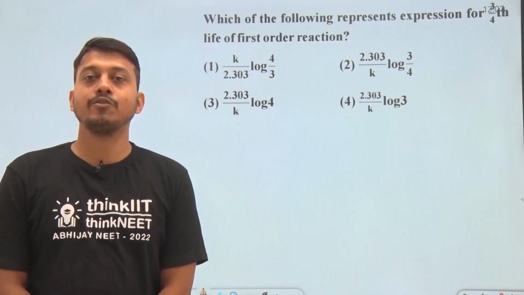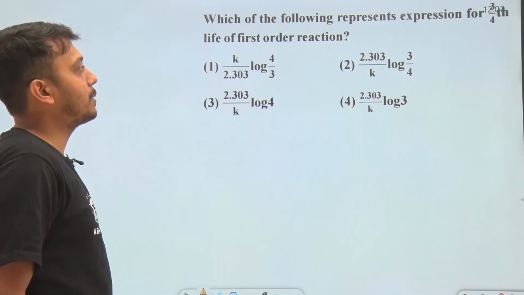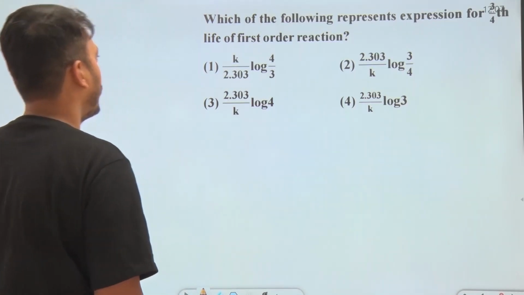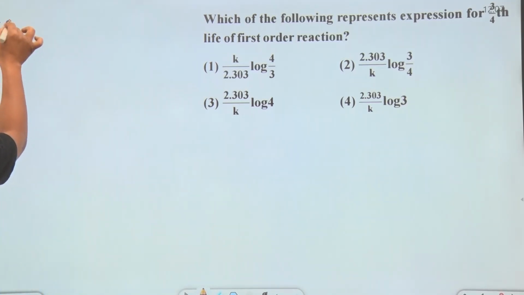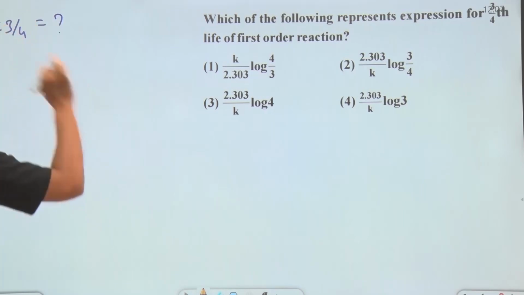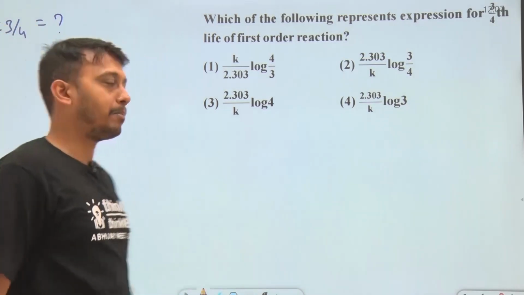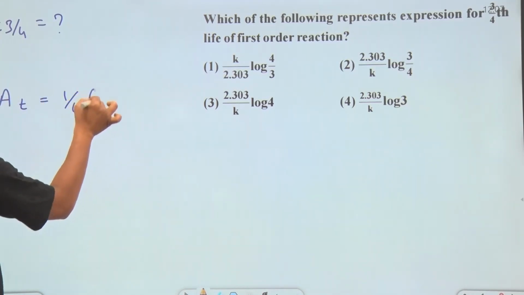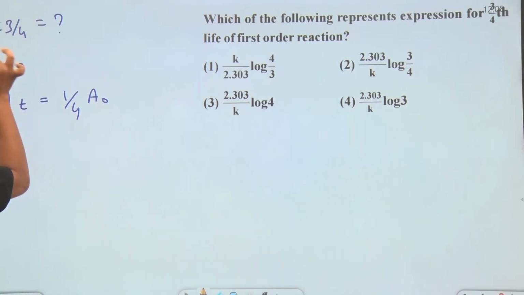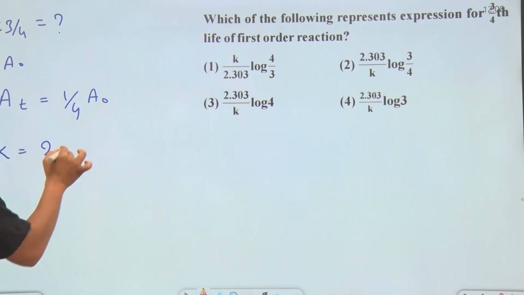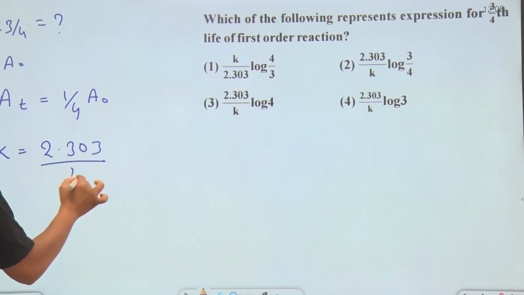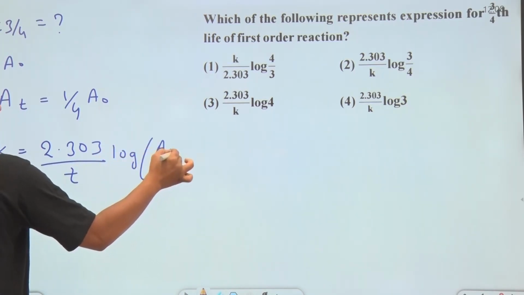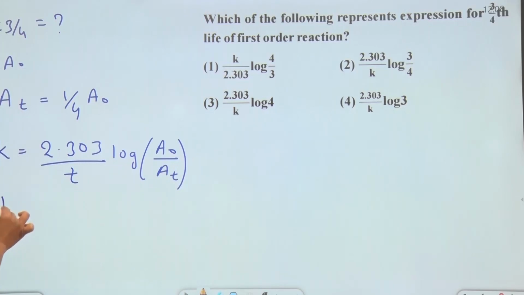So students, the next question is from chemical kinetics. Which of the following represents the expression for the 3 by 4th life of a first order reaction? T 3 by 4th life means what? It means 3 by 4 part of the reaction is completed and the remaining part is only 1 by 4th. So At is 1 by 4 times A naught, and the initial concentration is A naught here. Now for the first order, the integrated rate law formula is K equals 2.303 by t log A naught upon At, and we have to put the values here.